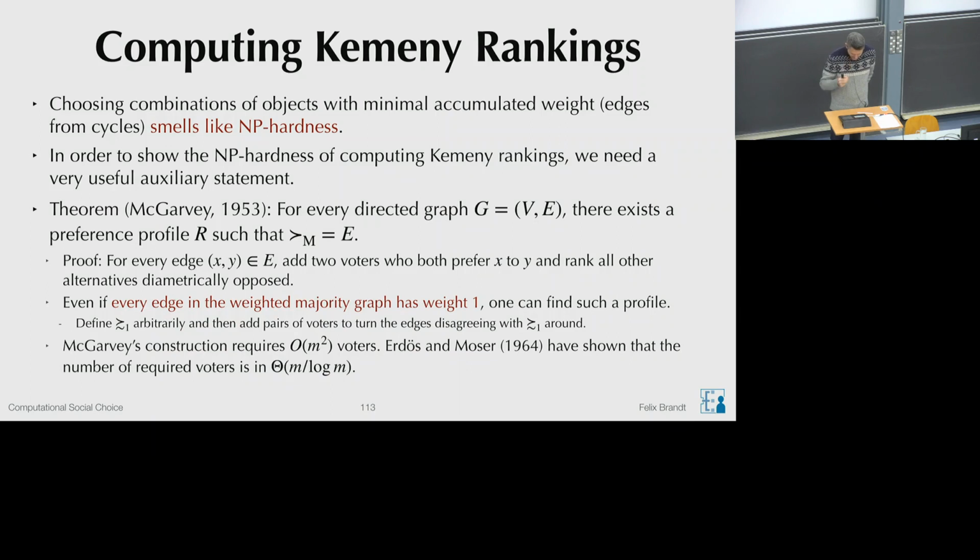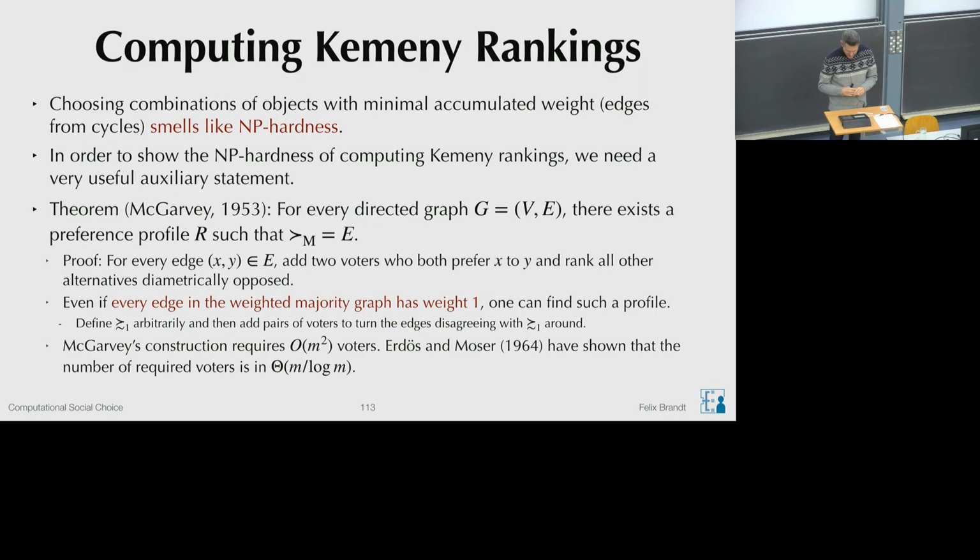And if you are wondering about the optimal result, then Erdős and Moser, so I'm pretty sure at least the mathematicians have heard about Paul Erdős, a very famous mathematician who contributed to many, many different areas. Erdős together with Moser published a paper in '64 where they have shown that the number of required voters, if you want to get any graph, is theta of m divided by log m. So there's a matching upper and lower bound, but there are hidden constants in there. This McGarvey construction doesn't seem very efficient using m squared, and there are several tricks. Maybe we'll do an exercise on this at one point, on how you can improve this by, for instance, only requiring a linear number of voters rather than a quadratic number, without going all the way down to what Erdős and Moser did.